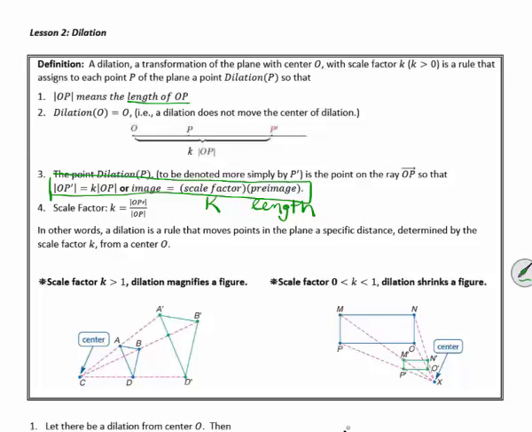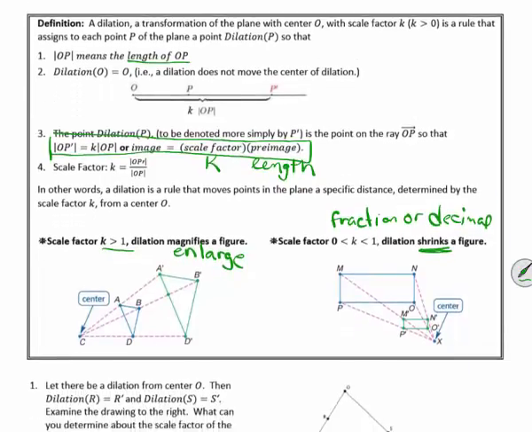If K is bigger than 1, it's going to magnify it. It's going to enlarge it. If K is between 0 and 1, meaning it's a fraction or a decimal, then it's going to shrink the figure. It's going to make it smaller. All right, so let's see if we can figure some of this out here.